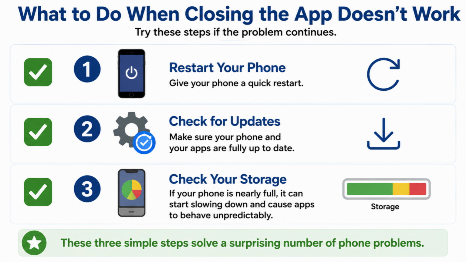Now, if closing the application did not fix your issue, there's probably something else going on and a few things we can try. The first thing would be to restart the phone. Next, make sure your phone and your apps are fully up to date. If you have an Android, go to Google Play, check for app updates. If you have an iPhone, go to the App Store and do the same. Finally, check your available storage. If your phone is nearly full, it can start slowing down and cause apps to behave unpredictably. Those 3 simple steps solve a surprising number of phone problems.